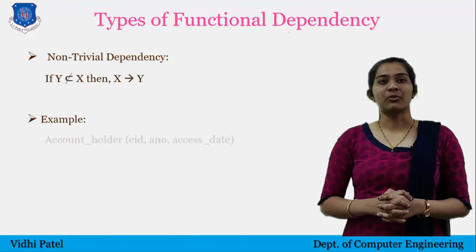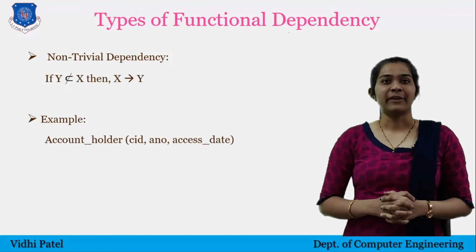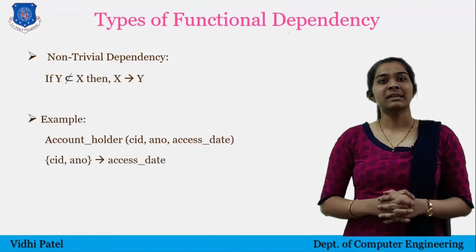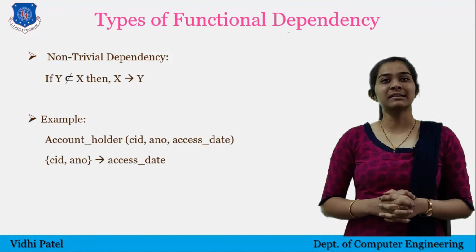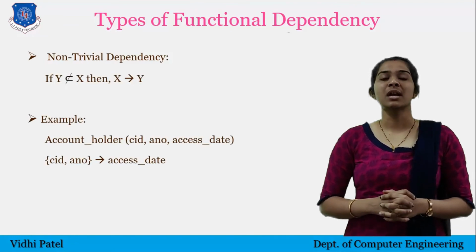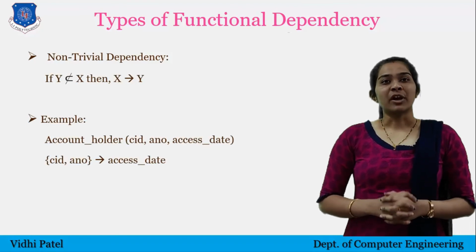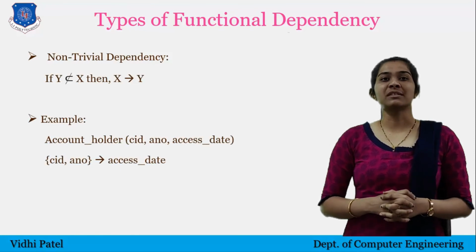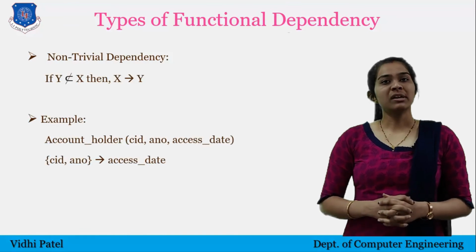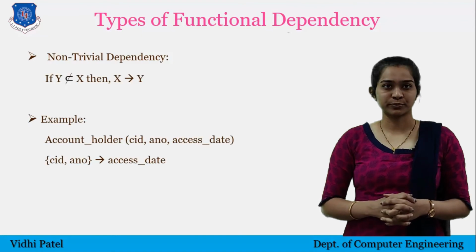I have a relation account holder having attributes customer ID, account number and access date. And the functional dependency: access date is functionally dependent on customer ID and account number. Here, access date is not a subset of customer ID and account number. So this dependency is known as non-trivial dependency. In non-trivial dependency, I always get φ for the intersection of the left-hand side and right-hand side attributes because there is no common attribute. Non-trivial dependencies are important from a database design point of view.